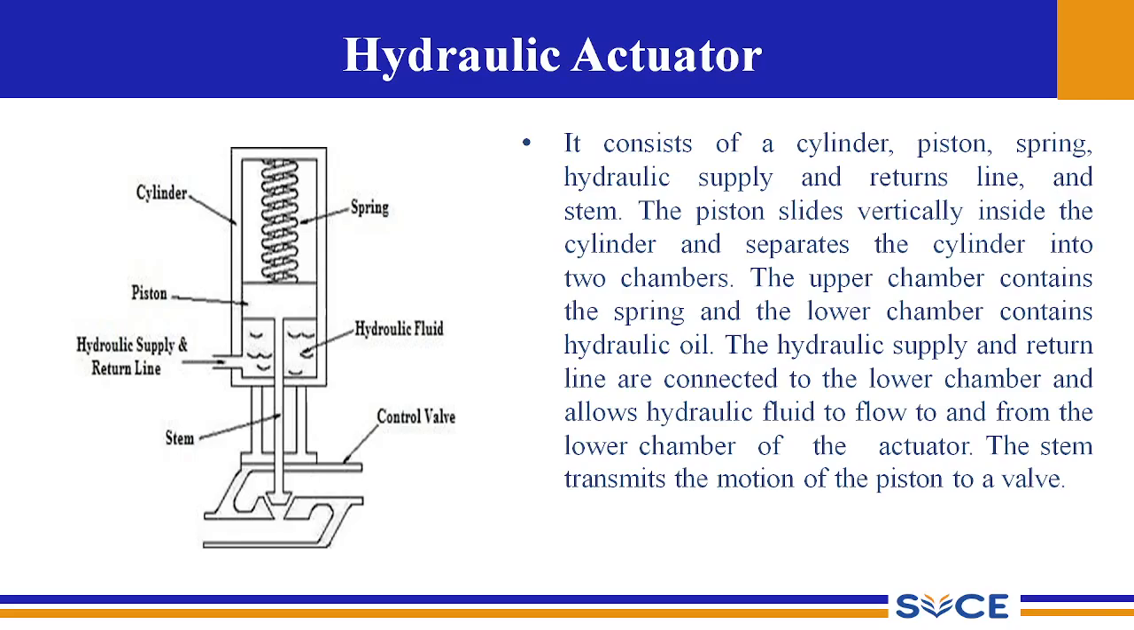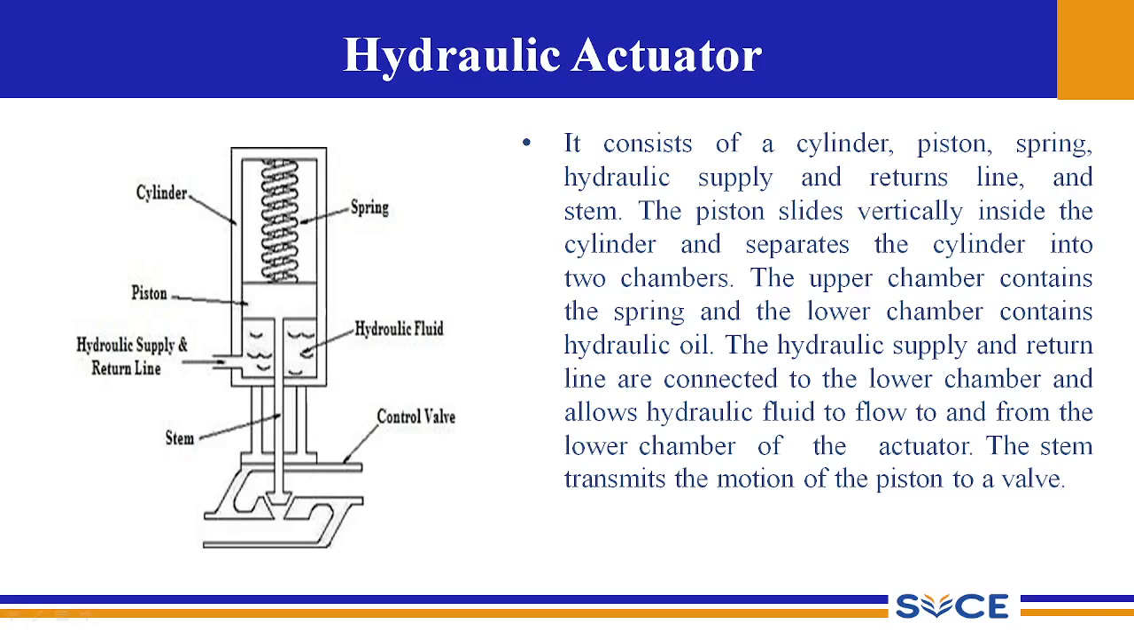The first type of actuator is the hydraulic actuator. So here, if you look at the hydraulic actuator, it consists of a cylinder, piston, spring, hydraulic supply, and return line, and there is a stem. So the hydraulic supply and the return line will have a hydraulic fluid. So here the piston will slide vertically inside the cylinder and it will separate the cylinder into two chambers. So the upper chamber contains the spring and the lower chamber will contain the hydraulic fluid.